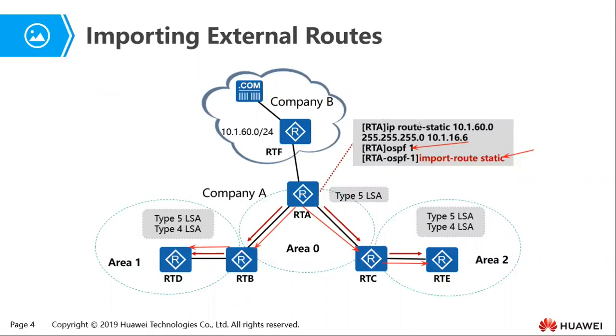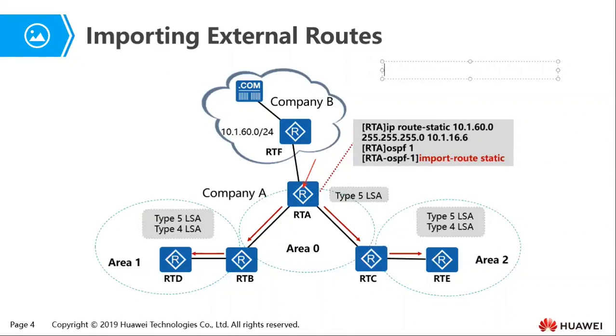So everyone will know how to go to this network. That is what we call an external route, because it's outside our autonomous system. Okay, so let me explain what we call the type 5 and type 4 LSAs. Now, this router here that imports external routes into our autonomous system is called an ASBR.